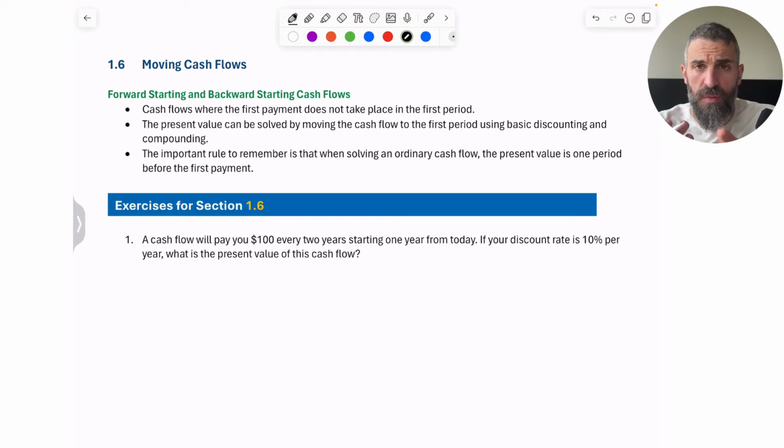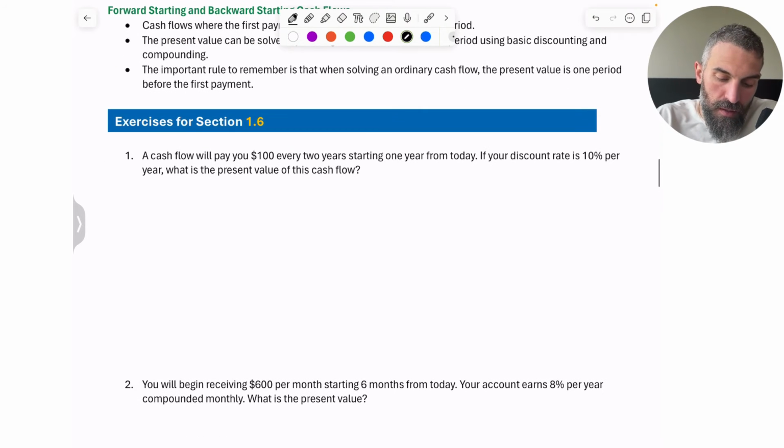Pretty much all the questions we've seen so far, the first payment was in the first period, either at the beginning, which would make it an annuity due, or at the end, which would make it ordinary, or even for the growing stuff. But when that first payment is not in the first period, it becomes a two-step process where you first find the present value and then you move it to the correct point in time. Again, it sounds weird when I say it that way, but watch me do it and always follow those steps. So let's start with the basic one.